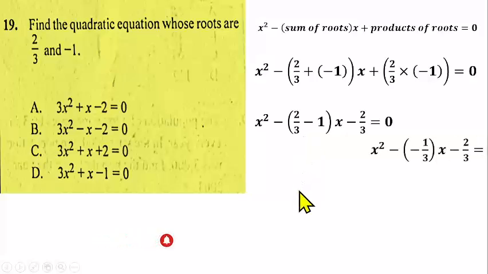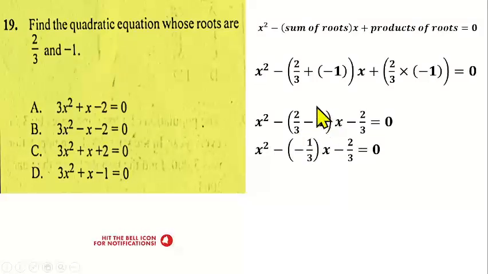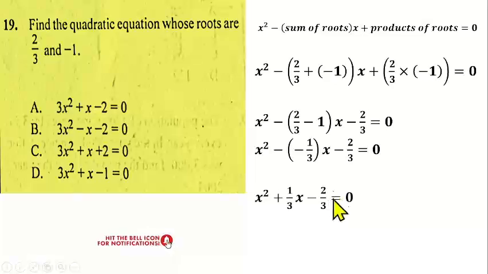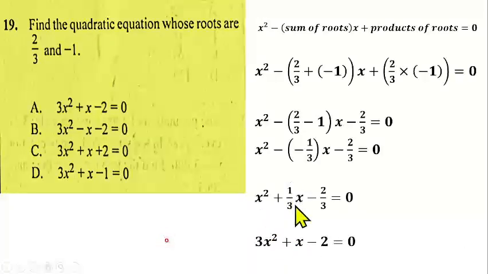Simplify the brackets. If you find the LCM, you'll have x squared minus minus 1 over 3 multiplied by x. Minus times minus gives a plus. You'll have x squared plus 1 over 3 x minus 2 over 3 equals 0. We have a fraction here, but since this is an equation, we are safe to multiply through by 3 to clear the denominators. Multiplying by 3, you have 3x squared plus x minus 2 equals 0, which is option B, I think, for question number 19.